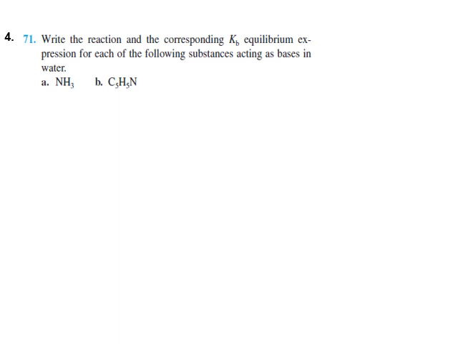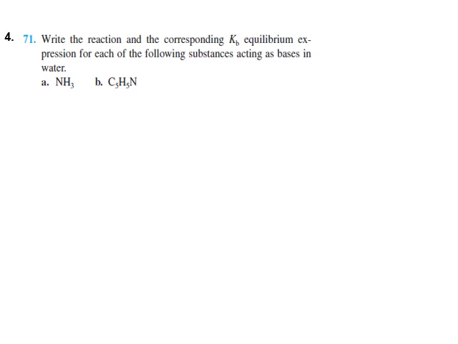All right, write the reaction and corresponding Kb expression. So we're going to have for A, NH3 plus H2O gives NH4 plus OH minus. For B, we're going to have C5H5N plus H2O gives C5H5NH plus OH minus. And then the equilibrium expressions will be Kb for A would be NH4 plus times OH minus over NH3. And for B, it would be that Kb equals C5H5NH times OH minus over C5H5N, where all of those are concentrations.